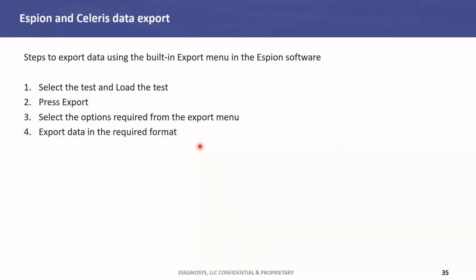So within this SPN software, it's 4 easy steps to export data. We select the test, we load the test, then we press export, and then we select the options we want. We can set some of these options up in the default for our protocol, so we don't have to set them every time. And then we export the data in the required format.